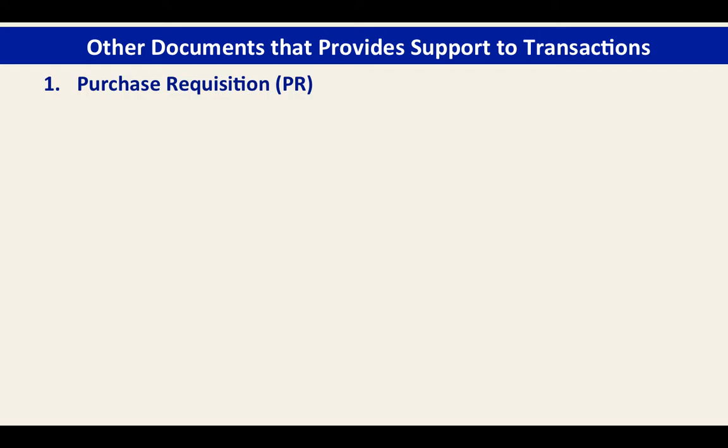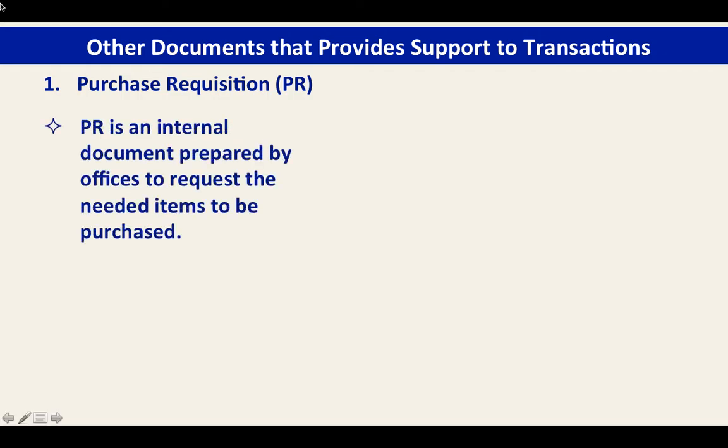First, purchase requisition. Ano ba yung purchase requisition? Or the acronym is PR. Purchase requisition is an internal document prepared by offices to request the needed items to be purchased. Okay? Ito yung ginagamit ng mga nagre-request ng mga item kung ano yung mga kailangang item. So, this is an internal document. So, PR is transmitted to purchasing officer. So, dinadala yon or binibigay yon sa purchasing officer kung sino yung assigned na mag-purchase o purchasing department.